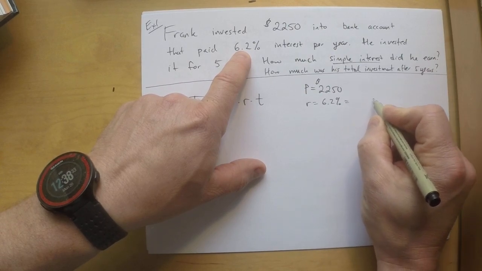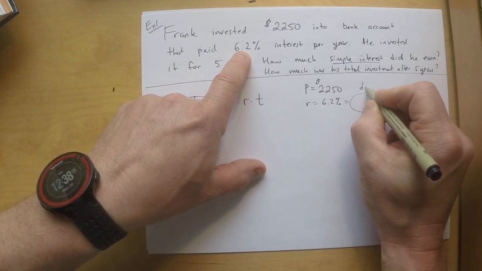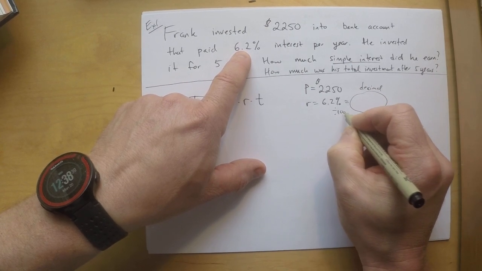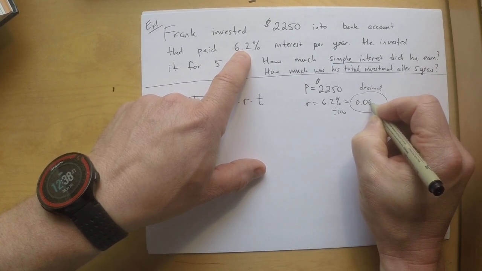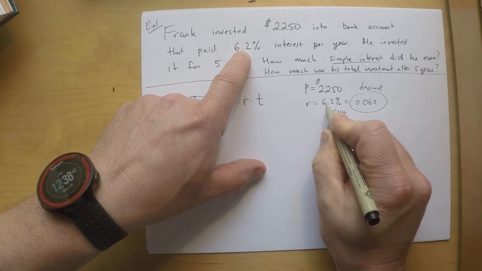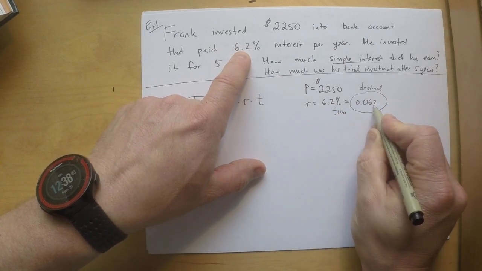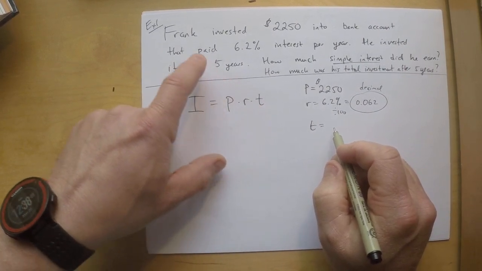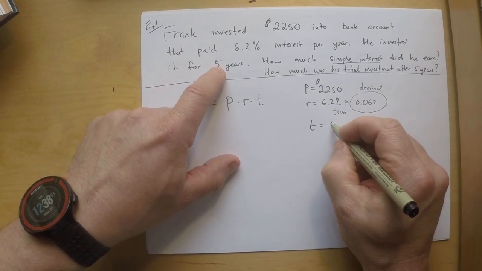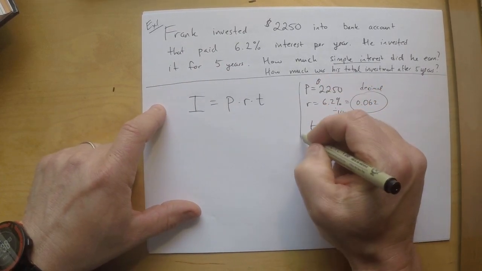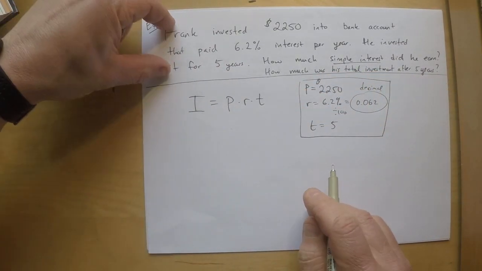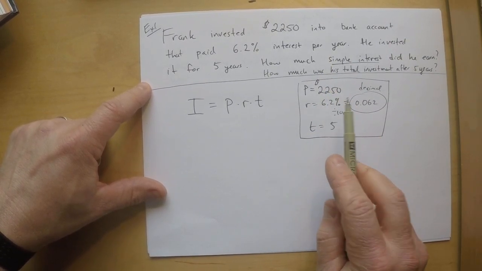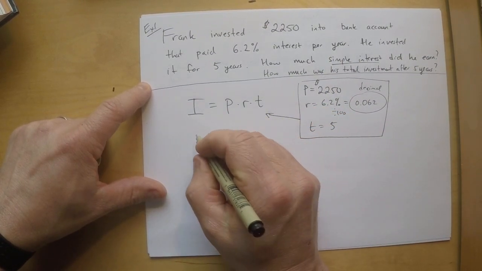But you have to change that. This is the most important step. You need to change it to a decimal. So don't forget, divide this by 100, and you'll get 0.062, or just jump the decimal place over twice. That's just as easy. Time is in years, and they told us right here, 5 years' worth. So there's the information. There's all the English. There's me extracting the math out of the English, and now I'm going to plunk all that in.